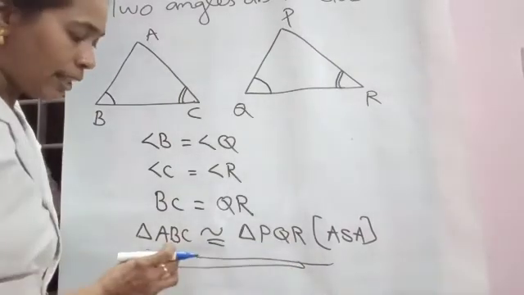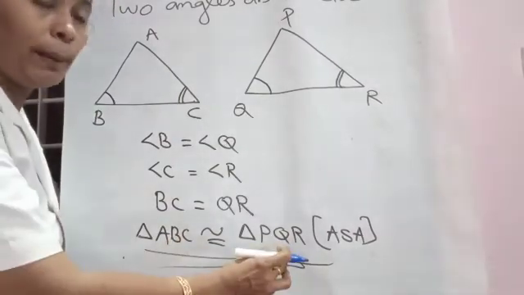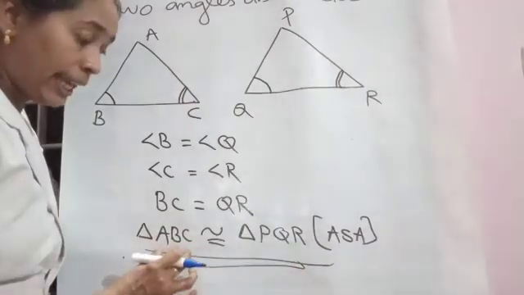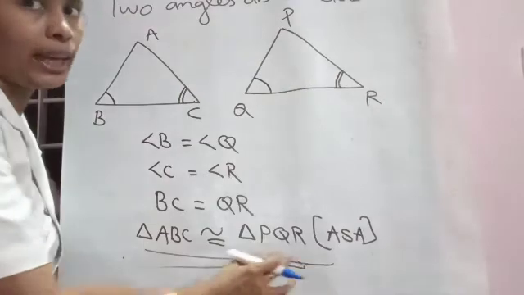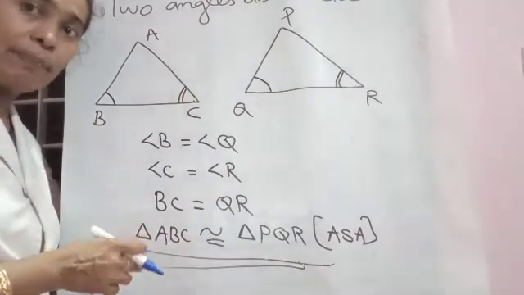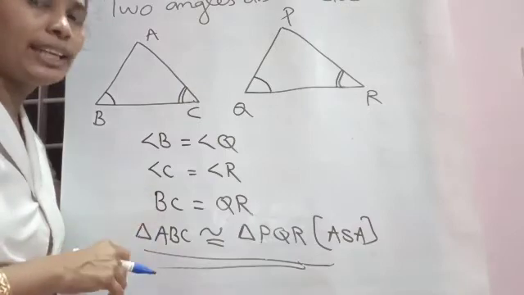Angles. AB side is equal to which side? PQ. BC is QR, AC is PR. Okay. Condition. One more thing teacher has to say. Last year also you studied the same. Have you heard about CPCT?